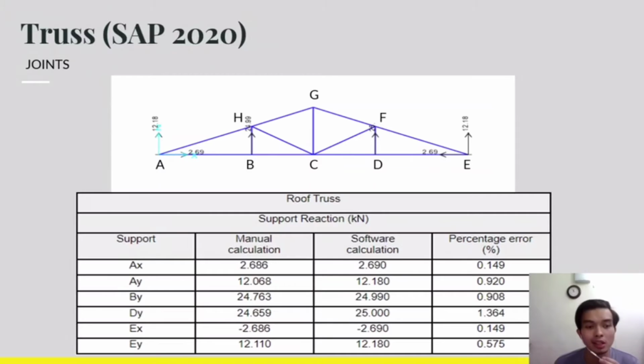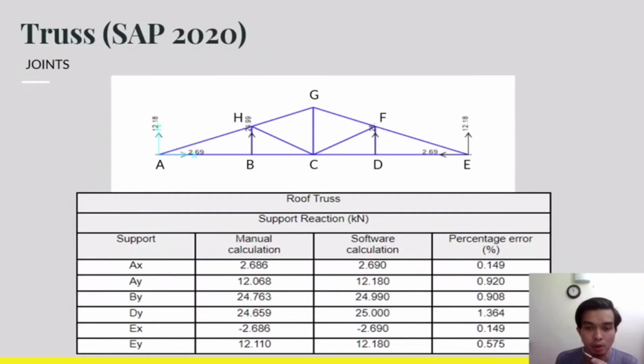So there are two analyses that have been done, which are the values of support at joints and internal forces at members. To do this in SAP, we need to define the materials, the structural members, and apply the GK load of roof sheeting and insulation with a value of 1.2 kN per meter squared. So first, we look at the joints.